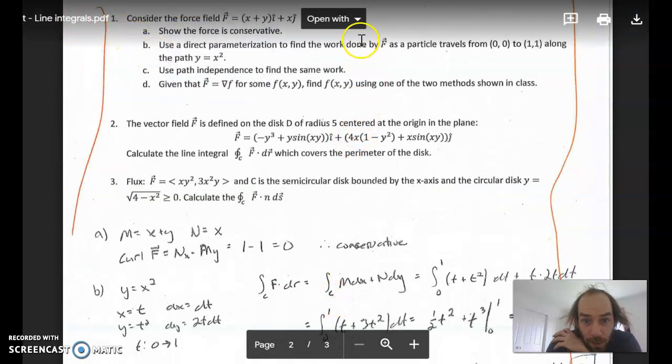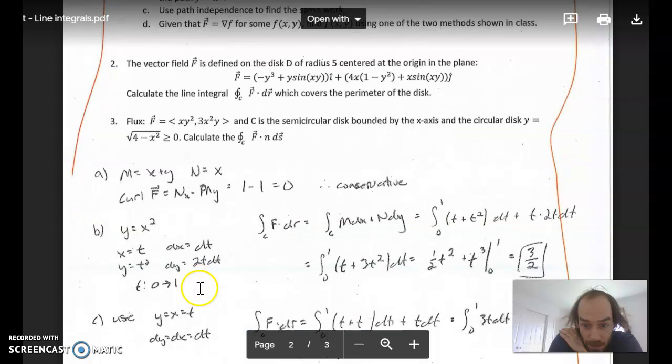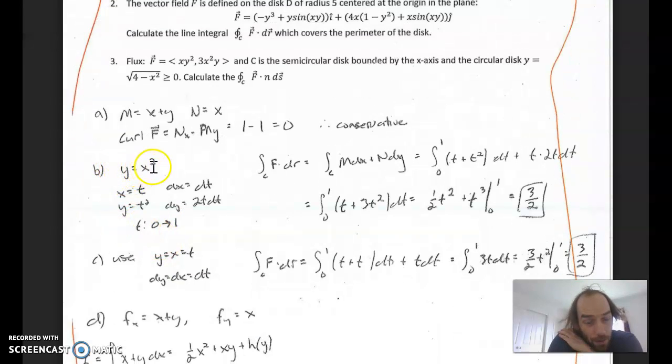Next thing I want to do is use a direct parameterization to find the work done by that force as the particle travels from (0,0) to (1,1) along the path y equals x squared. You could do a parameterization with x's or with t's. I did it with t's in this case. I've got y equals x squared. I'm going to take x equals t, and I'm going to take t from 0 to 1. If x is t, then y is t squared.